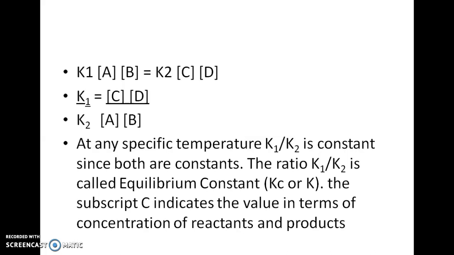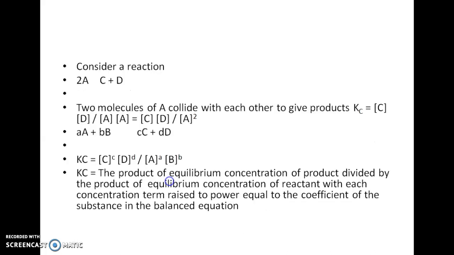The ratio of K1 and K2 is called the equilibrium constant, which is given as Kc. The subscript c indicates the value in terms of the concentrations of the reactants and the products. Let us consider a reaction wherein two molecules of A give C and D. The two molecules of A collide with each other to give the products, which is given by the equation Kc equals active mass of C, active mass of D divided by active mass of A into active mass of A, which is A squared.